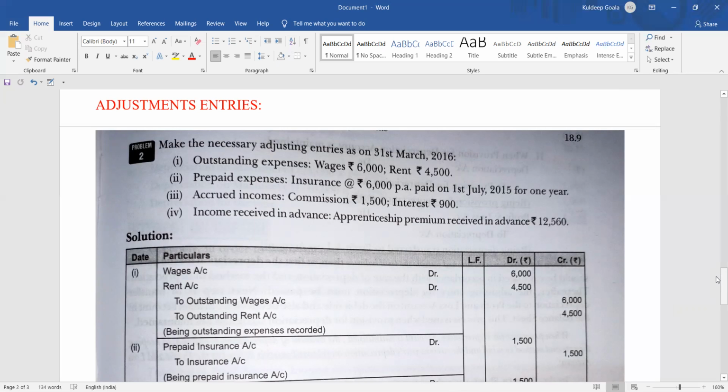And we'll meet in the next video with the next sum, which will be again a complete sum on final accounts of a sole proprietorship with adjustments.